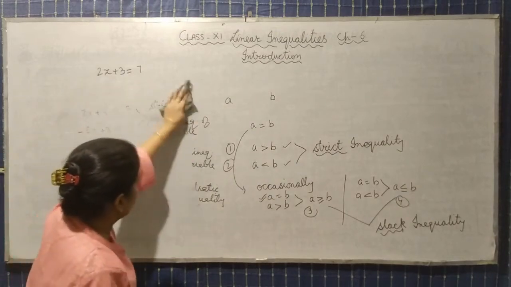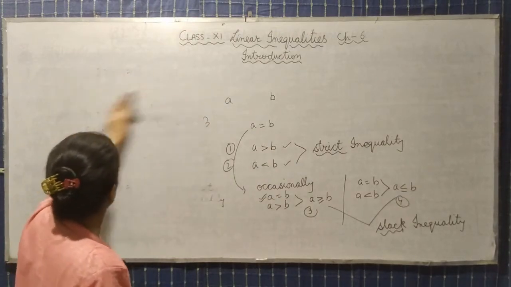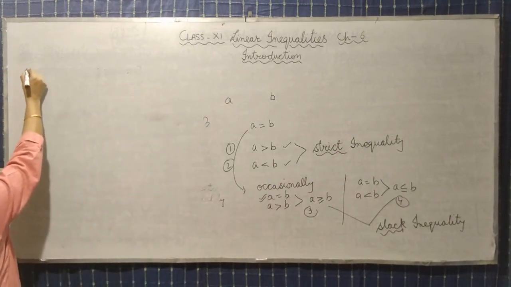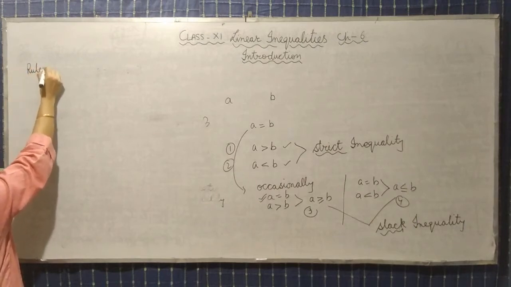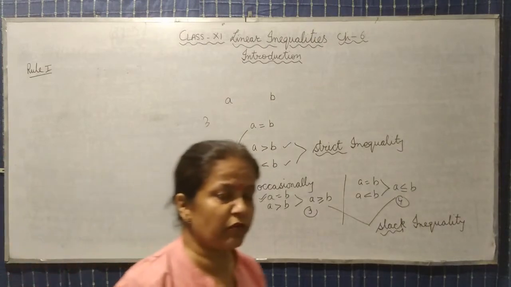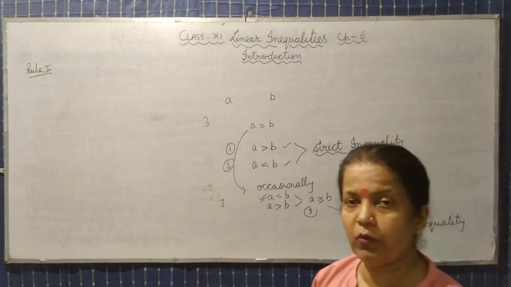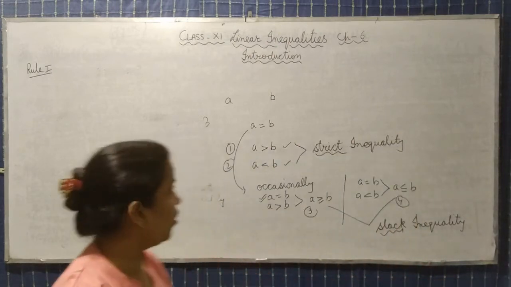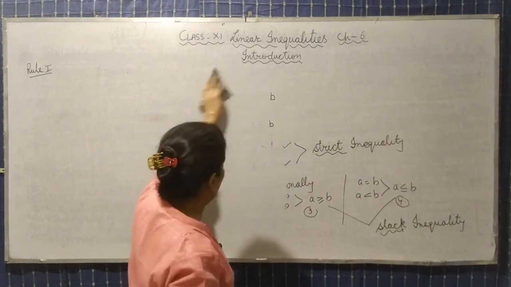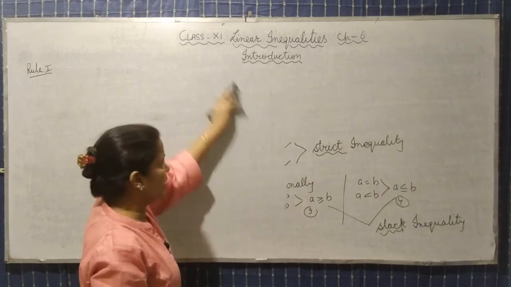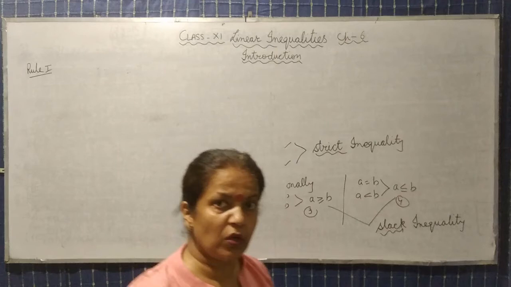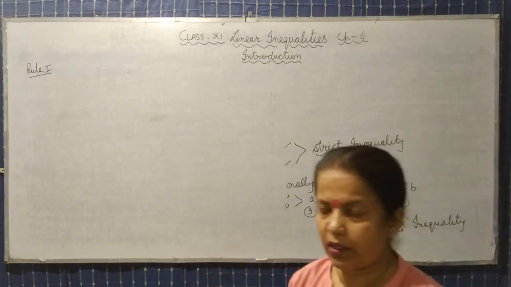Suppose that, the first rule is rule 1. First rule is, if in any type of inequality, we add the same thing on both sides, then there will be no change. There will be no effect on that inequality.